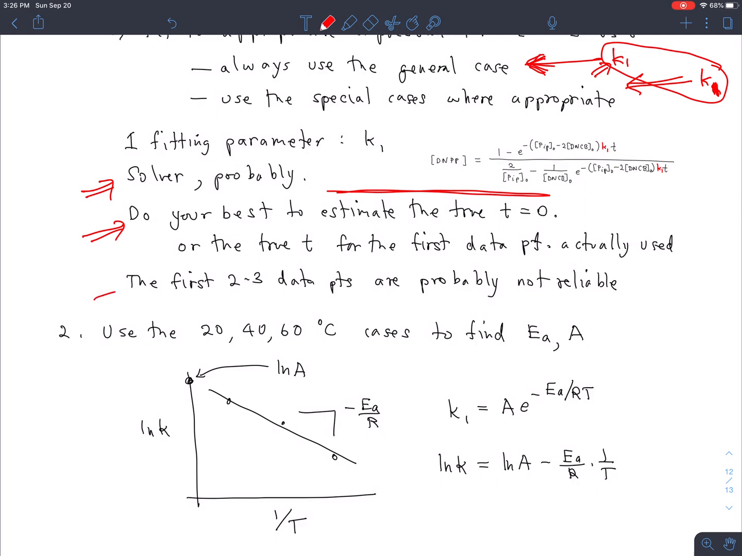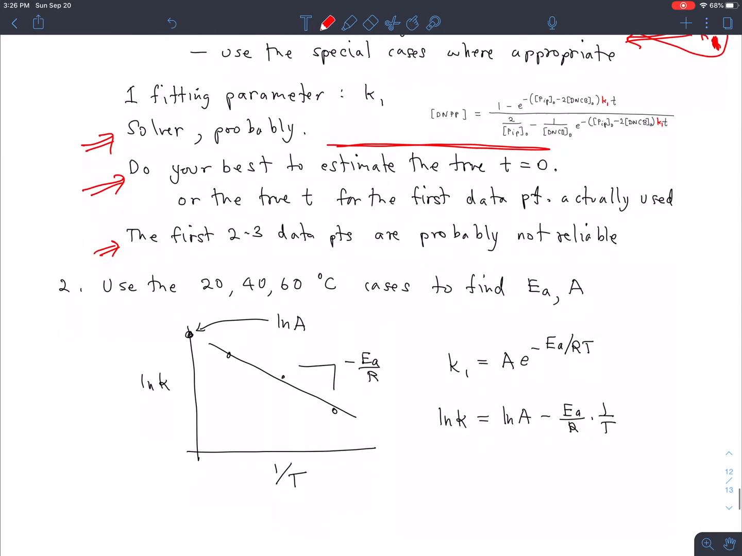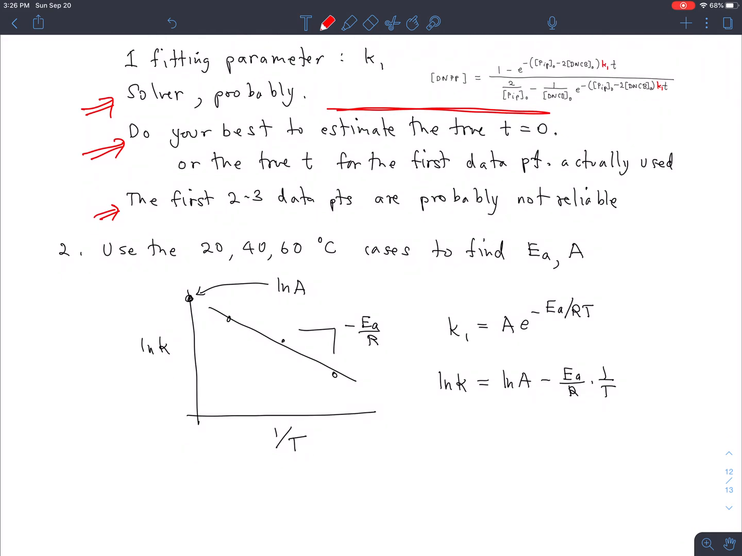The first few data points are probably not reliable. They're oftentimes outliers. Don't try to fit those. You'll get bad fits everywhere else from trying to get those first few points that are probably in error anyway. And then, once you've got k1 values for everything, you'll have 5 k1 values. 3 of those will be at different temperatures for the general case.